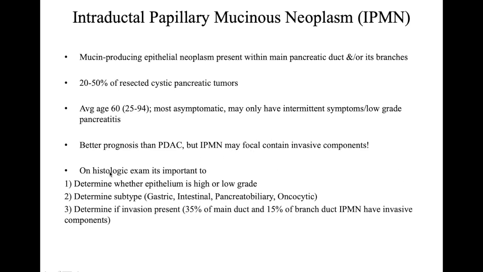So in the histologic exam, it's important to look at what type of epithelium do we have. Is it high grade or low grade? In our case, it looked generally very low grade. We want to determine the subtype. Is it gastric, intestinal, pancreatobiliary, or oncocytic? The reason is because different subtypes have different findings associated with them that we want to look for. Normally, the gastric subtype, I'll talk about that in the next slide. And we want to see if there's invasion. 35% of main duct and 15% of branch duct IPMNs have invasive components, so it's important not to miss that.